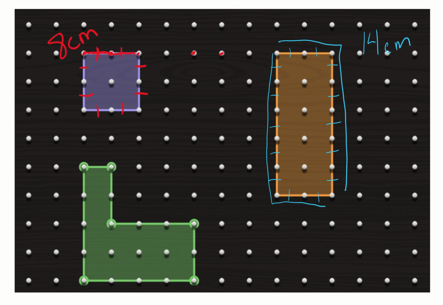If you just have 14 without the unit, we don't know. Is it 14 stars, 14 bananas, 14 kilometers, 14 meters? So units are really important.